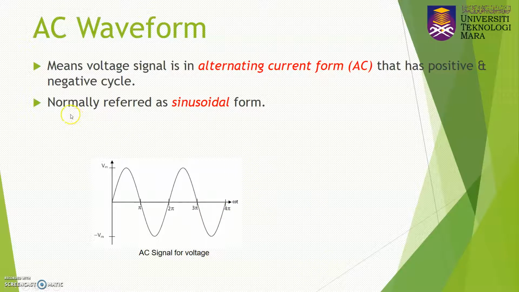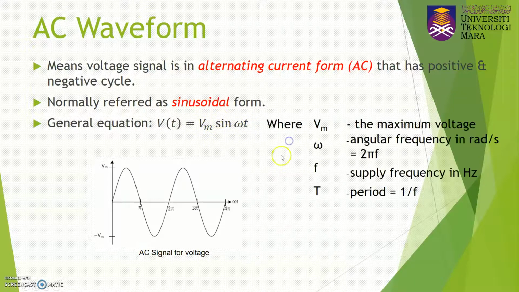For the AC waveform, we normally refer to it as a sinusoidal form. The general equation for the sinusoidal form is Vt equal to Vm sine omega t. Vm represents the maximum voltage. Omega represents the angular frequency in radians per second, and omega is equal to 2 pi f, where f is the supply frequency in hertz.